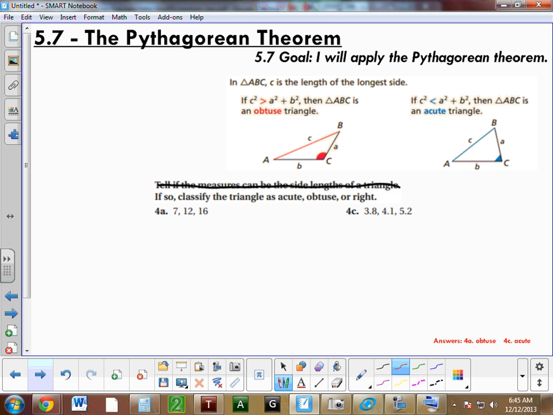So if the hypotenuse here, if you look at c, is bigger than a squared and b squared, when you go to throw that into the Pythagorean theorem, it means that it's an obtuse triangle. If you look at the triangle on the right and this c squared is less than those other two added together, then you know it's going to be an acute triangle. And then you ask what happens if they're equal. Well, if c squared equals a squared plus b squared, it's a right triangle.